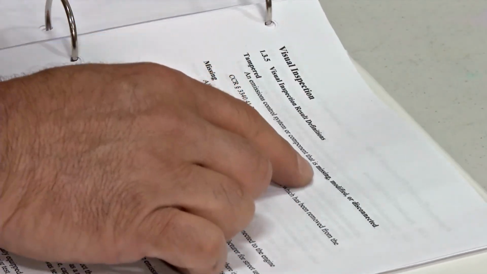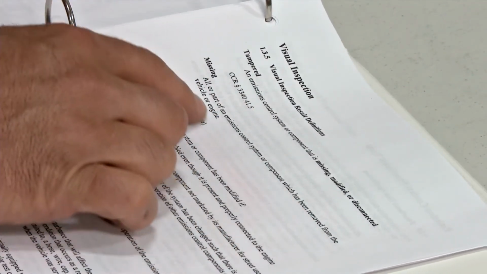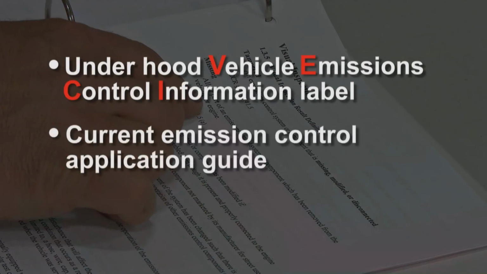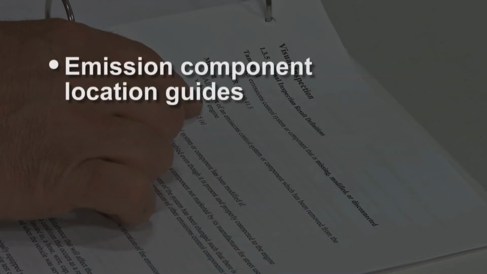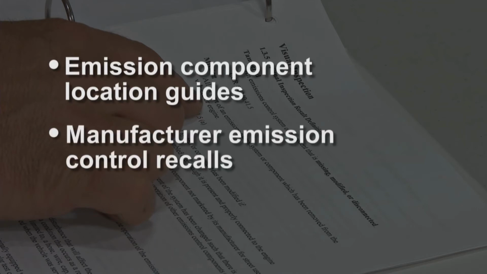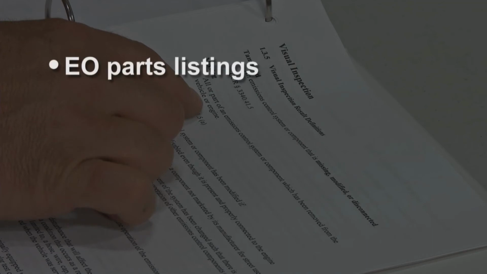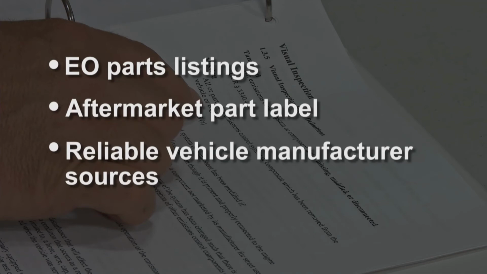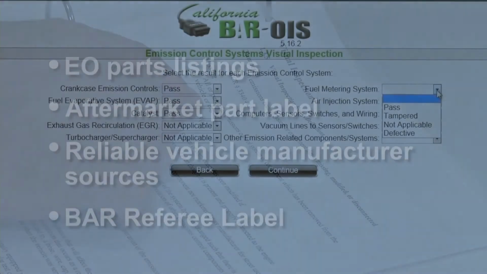Inspectors must use all available information necessary to determine the vehicle's emission control requirements, including but not limited to the underhood vehicle emissions control information label, a current emission control application guide, emission control repair manuals, emission component location guides, manufacturer emission control recalls, vacuum hose routing diagrams, EO parts listings, the aftermarket part label, and any reliable vehicle manufacturer sources. In some cases, a vehicle may have a BAR referee label that identifies emission control and inspection requirements.